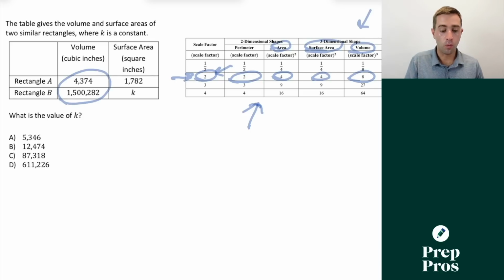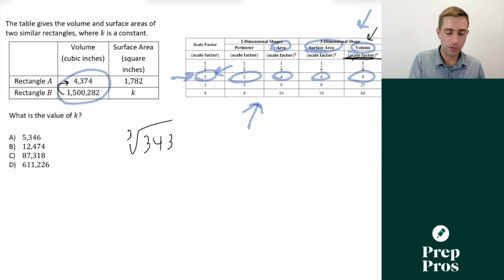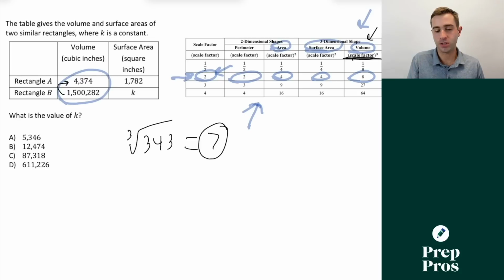If we take our 1,500,282 and we divide it by our 4,374, this is going to give us our volume multiple. And in this case, it's going to give us 343. Now what we know is our volume multiple is equal to our scale factor cubed. So if we want to figure out our scale factor from here, we can take the cube root of this, and that's going to give us 7. So we now know that 7 is our scale factor.